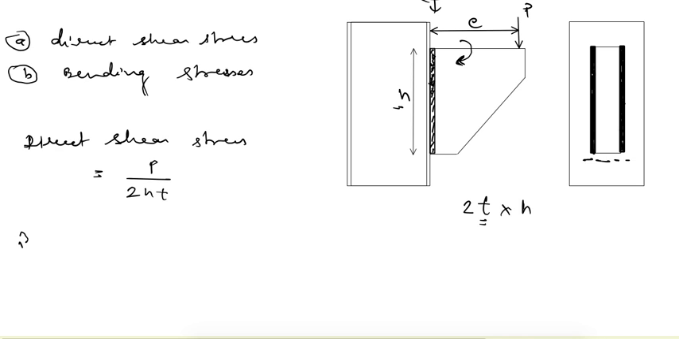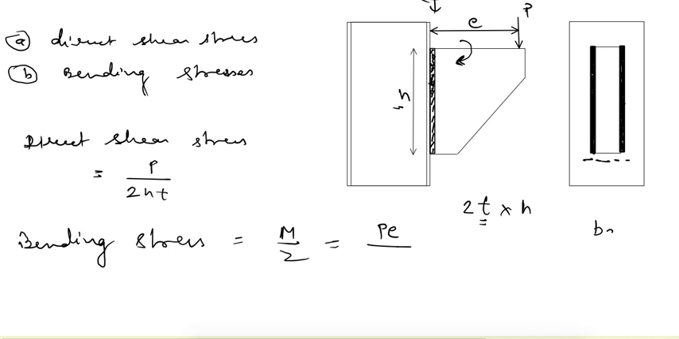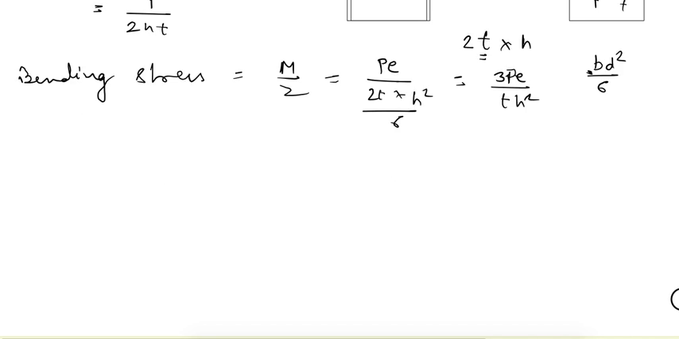Now for the bending stress, same formula, that is M by Z. M here is simply equal to P into e, and Z is the section modulus. Because the welding is done like this, we can consider it to be rectangular, and in case of a rectangular section, the section modulus is equal to bd square by 6. b is the total width, that is 2t, and d is depth, that is h here, so 2t h square by 6, so that is equal to 3Pe divided by t into h square, and that is our bending stress.